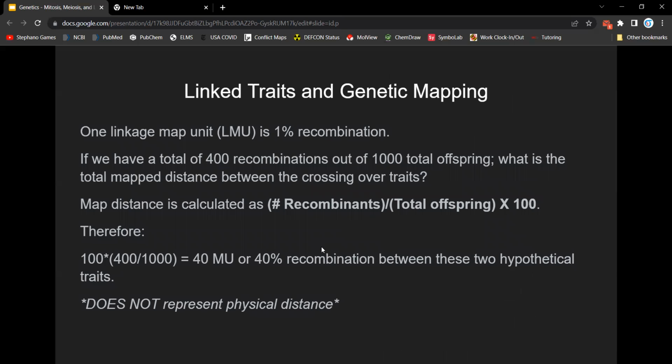So from crossing over, we can build genetic maps. And so this is a type of problem that you will see most likely on quizzes, maybe tests, covering genetic mapping and linked traits. And so when you see the word linkage map or linked traits, you might be like, oh my gosh, what is that? Basically, one linkage map unit, LMU or MU, map unit, is just 1% chance of recombination.